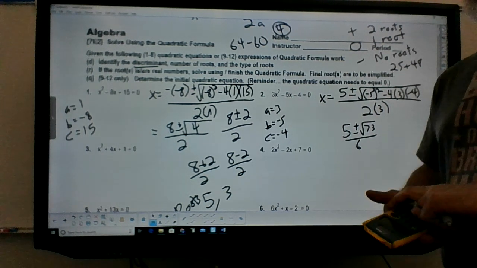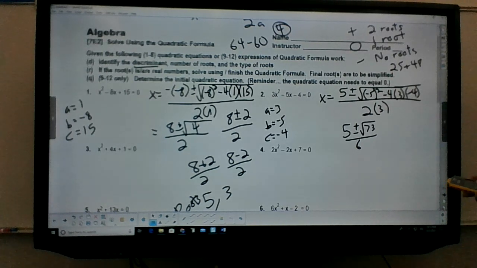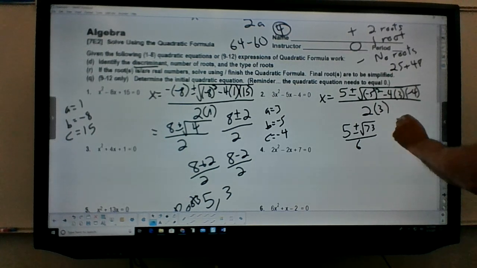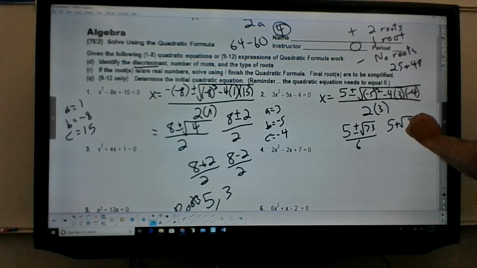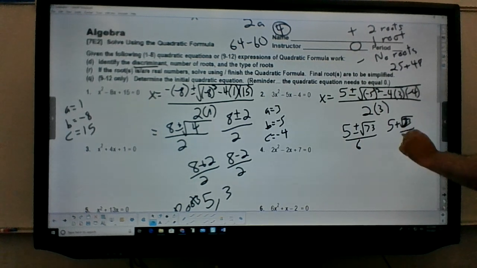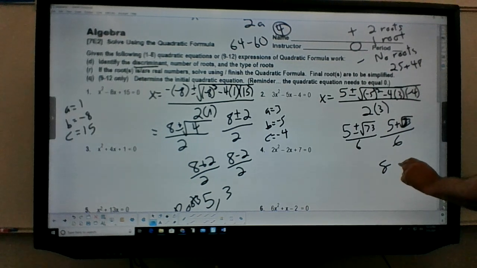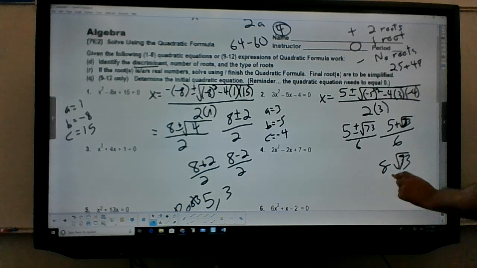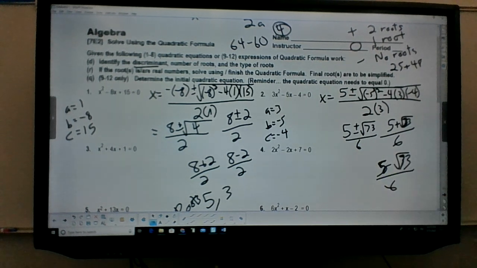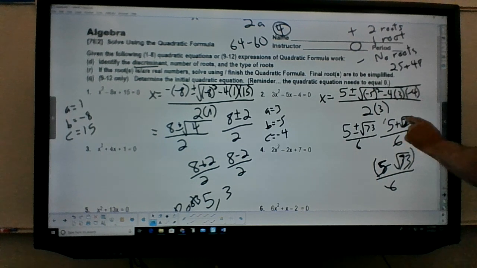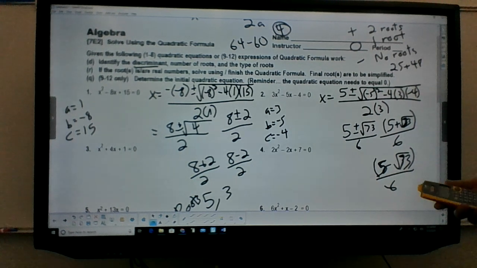If it asks you to round to the nearest hundredth, which it sometimes does, then I'm just going to take 5 plus square root of 73, divided by 6, and 5 minus square root of 73, divided by 6. Now, I'm going to tell you this. If you're going to try and do this all at one time, make sure you put that top piece in parentheses. Otherwise, what I usually do to counteract that, let's clear this, here we go, good.